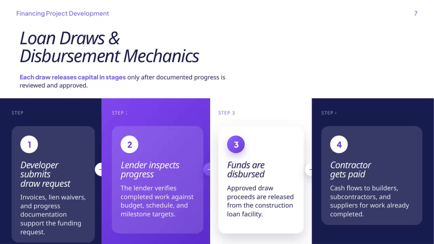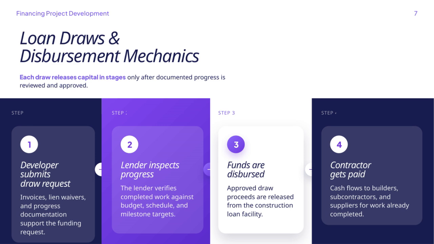In financing project development, the process of loan draws and disbursement is carefully structured to ensure proper use of funds. Step 1 begins with the developer submitting a draw request, which includes invoices, lien waivers, and progress documentation to support the funding request. Next, in Step 2, the lender inspects the progress made on the project.